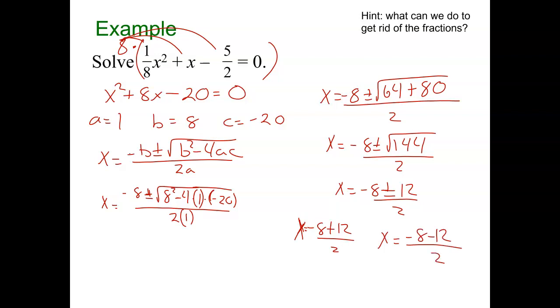What's negative 8 plus 12? 4 divided by 2. 2. So x equals 2. And then negative 8 minus 12 divided by 2. So we got our two answers, 2 and negative 10.